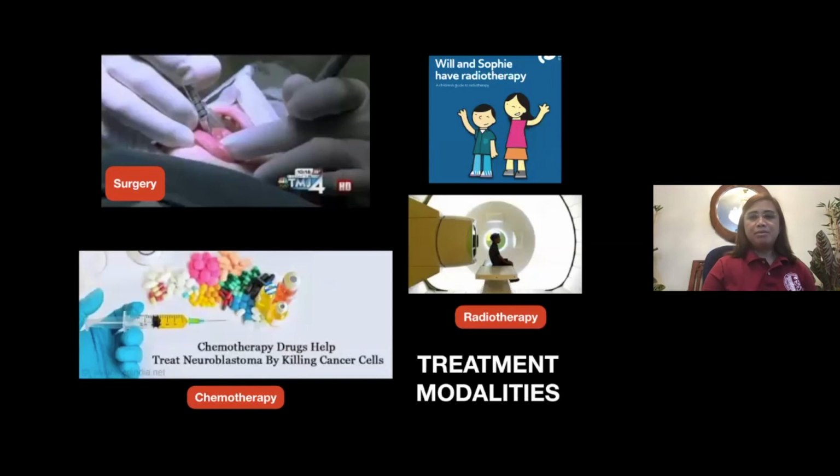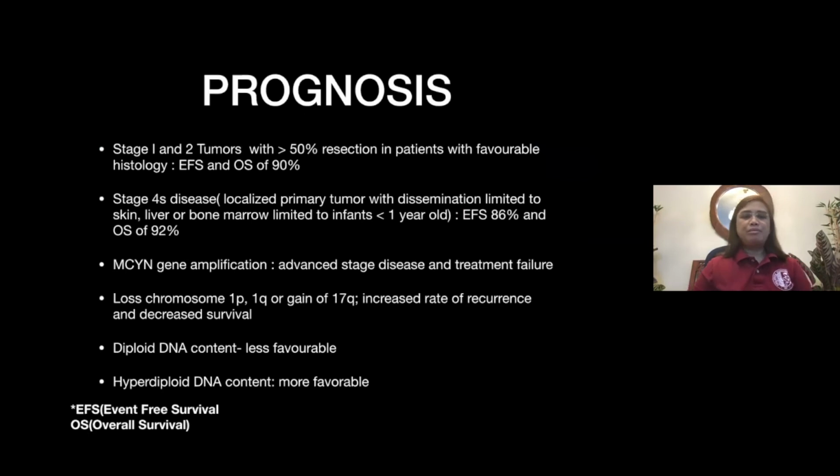For the treatment modalities of neuroblastoma, first surgery, then followed by chemotherapy and radiotherapy. For the prognosis, stage 1 and 2 tumors with more than 50% resection in patients with favorable histology have an event-free survival and overall survival of 90%. For stage 4 disease, the EFS is 86% and overall survival is 92%.